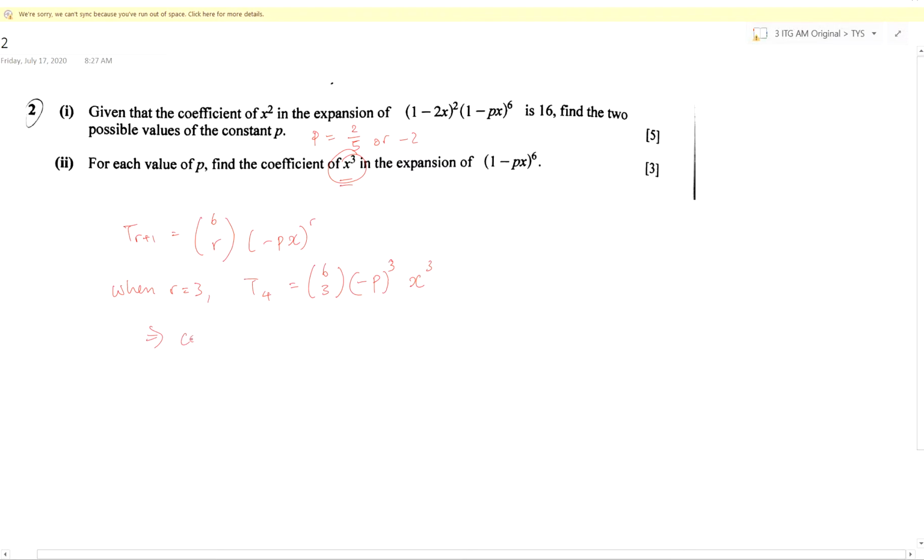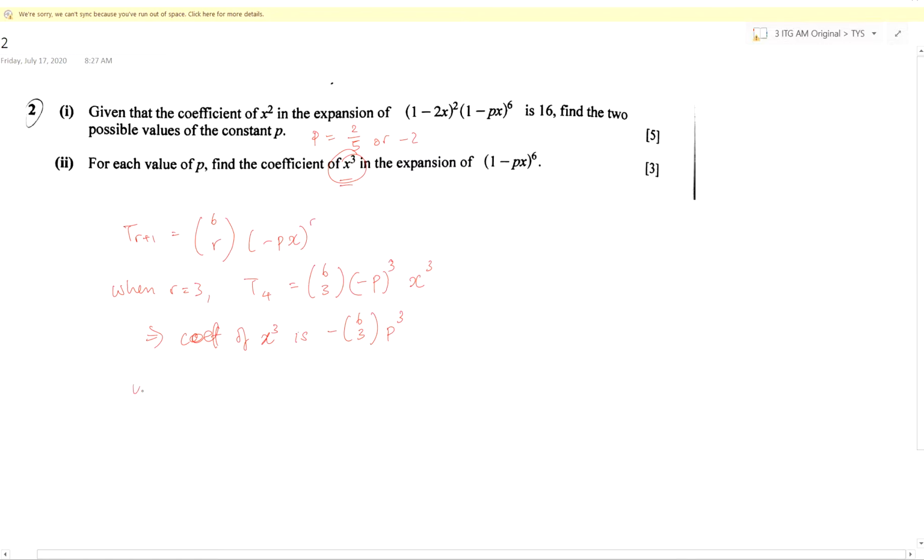So what we have is the coefficient. We can extract the coefficient of x cubed, which is 6 choose 3. Since there's a negative, power 3 will result in a negative sign. Then we have p cubed. So this is the coefficient.